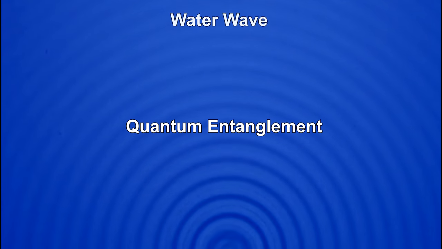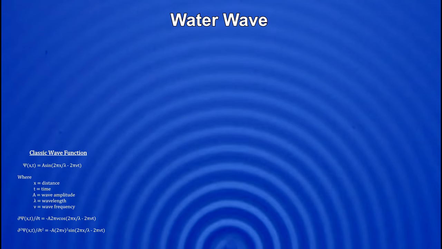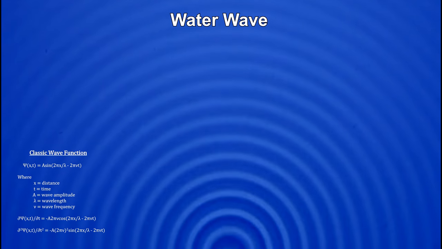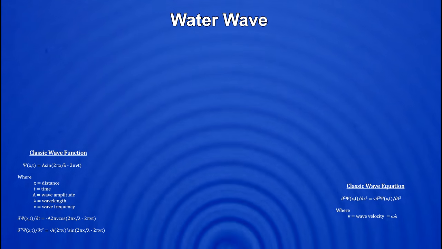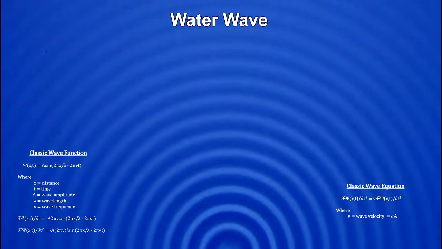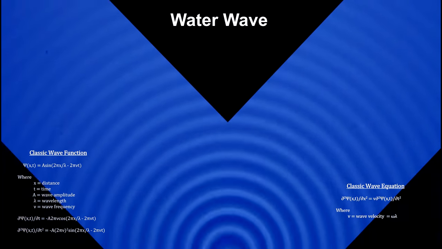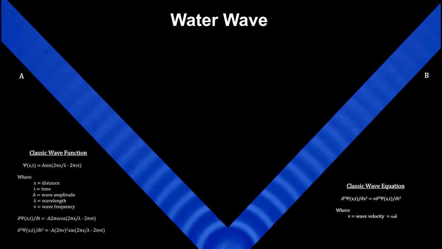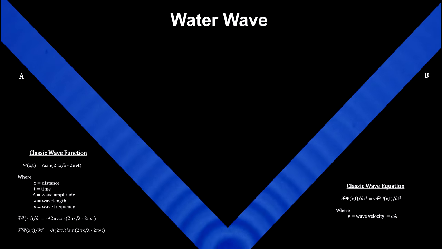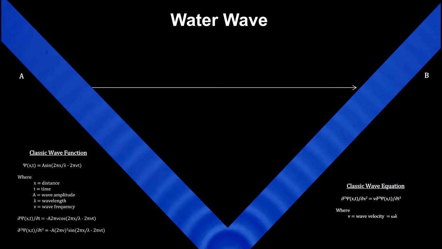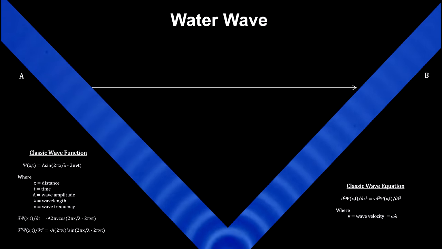Here's a water wave. It's described by a wave function that determines its operation and a wave equation that determines the change in the function over time. We can channel this wave into two directions, say A and B. With enough time, we can create a great distance between the two branches.